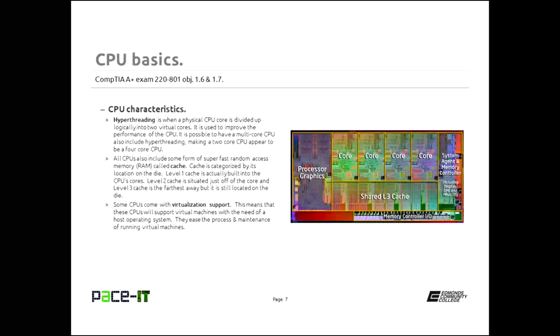Now, all CPUs also include some form of super-fast random access memory called cache. It's actually a form of static random access memory. Cache is categorized by its location on the die. Level 1 cache is actually built into the CPU's core, and it's super fast, but we do not use very much of it. Level 2 cache is situated just off the core, but still pretty close to the cores. And level 3 cache is actually the farthest away from the cores. It's still on the die, and it's slower. And out of all the cache memory, it's what we use the most. That's what we have the most of on the die. And level 3 cache is shared between all of the cores.